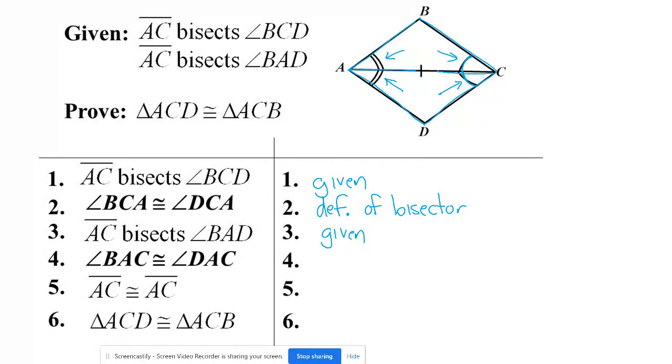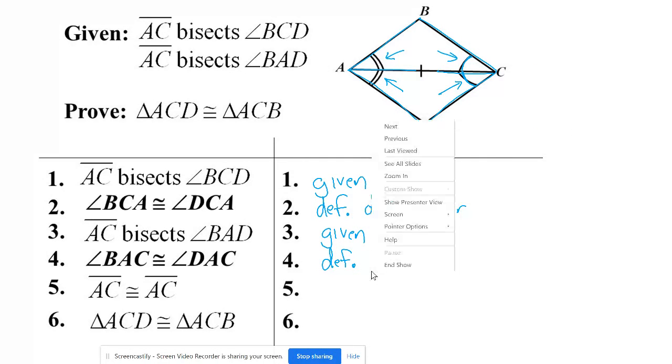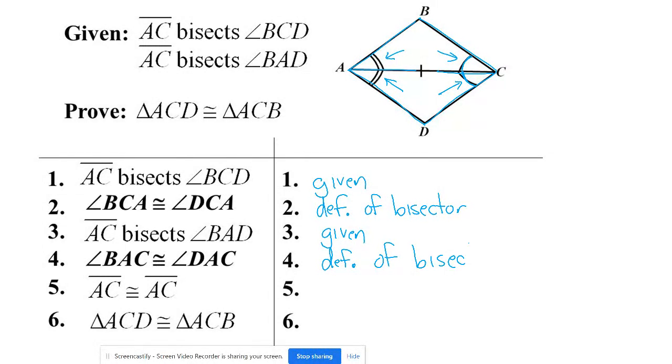So again, like we did before on proofs, you'll notice some of these proofs will have a lot of repetition. You'll use the same reasons repeatedly because you're trying to just show the same thing in different parts of the diagram. So we're going to say definition of bisector again. We know if AC is a bisector, that it has to make two angles that are exactly the same, that are congruent. But definition of bisector is our reason for number 4.